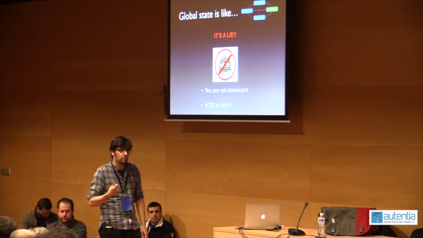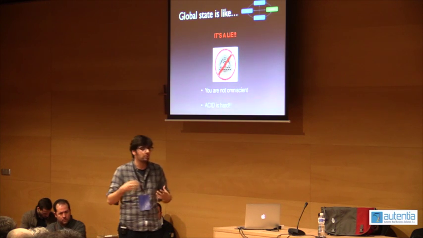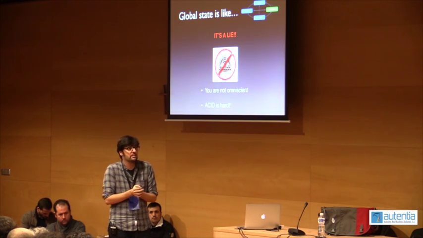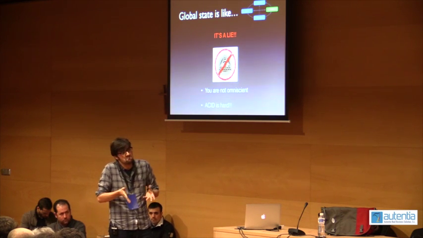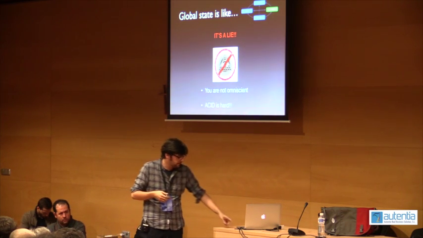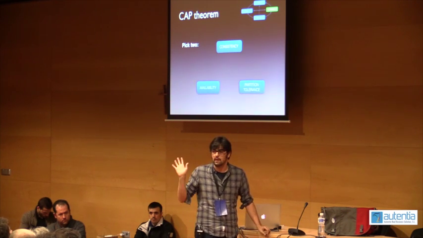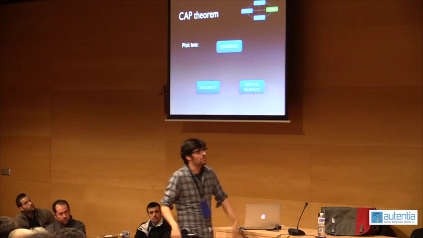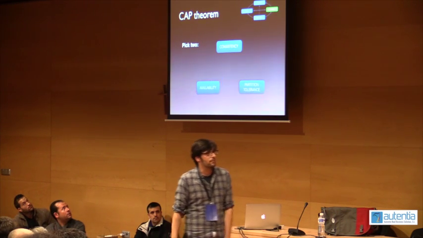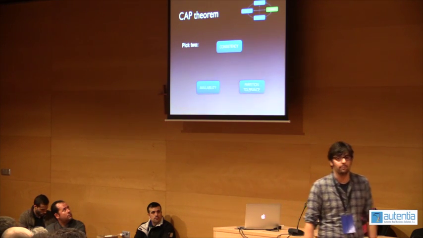Your code should be happy enough with having something that is not completely true. Even if the idea that it has of the rest of the system is partial, it should be happy enough. That leads me to the CAP theorem. Who here is familiar with the CAP theorem? So, everyone. You have three: consistency, availability, and partition tolerance. You have to pick two.